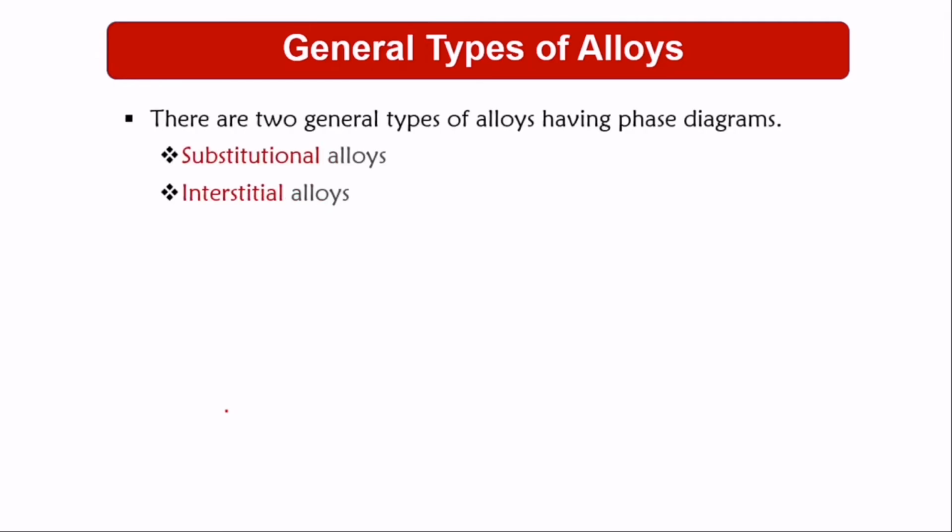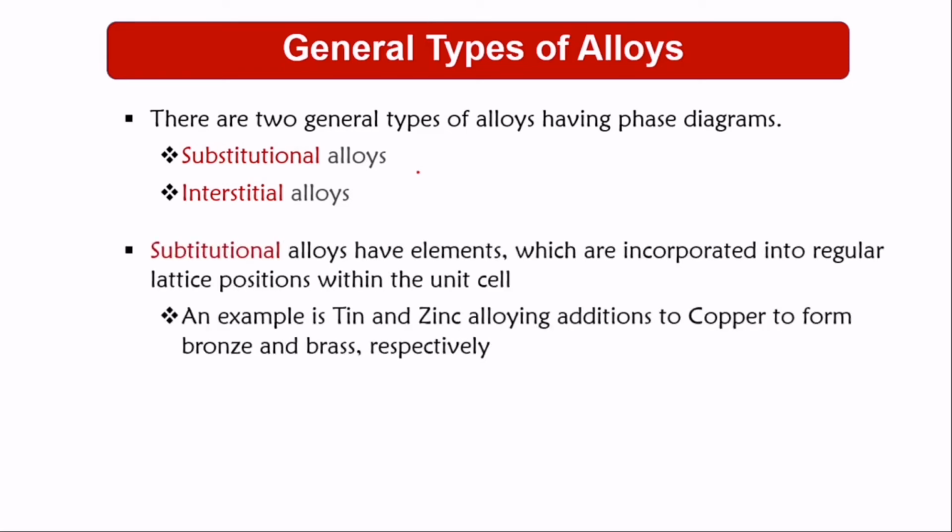So let's move on. So now we have types of alloys. Yes, we are going to the general types of alloys. Now, when we talk about alloys, the uniform mixture of 2 or more metals, or a metal and a non-metal. So now, there are 2 general types of alloy having phase diagram, which are the substitutional and the interstitial. In principles of materials, if you've done that course, you understand the substitutional and the interstitial. Now, let's explain the substitutional. Alloys have elements which are incorporated into a regular lattice position within the unit cell. Example, we have tin and zinc alloying with copper.